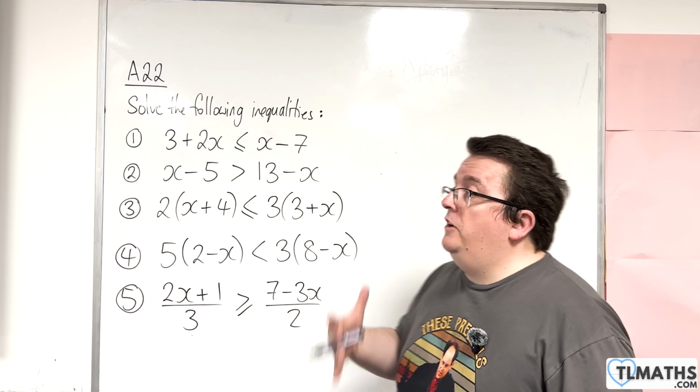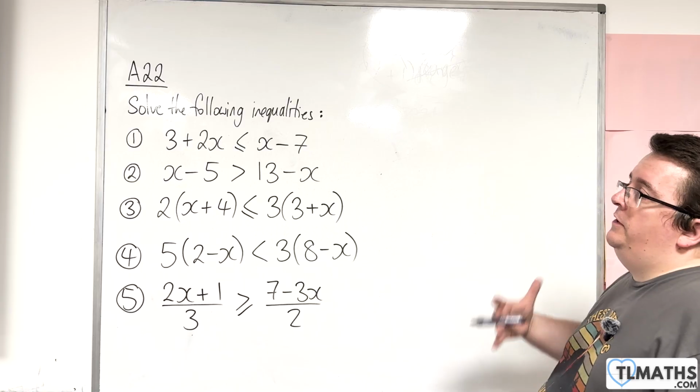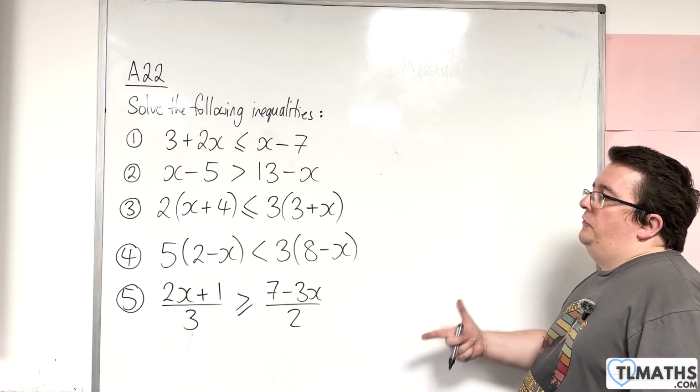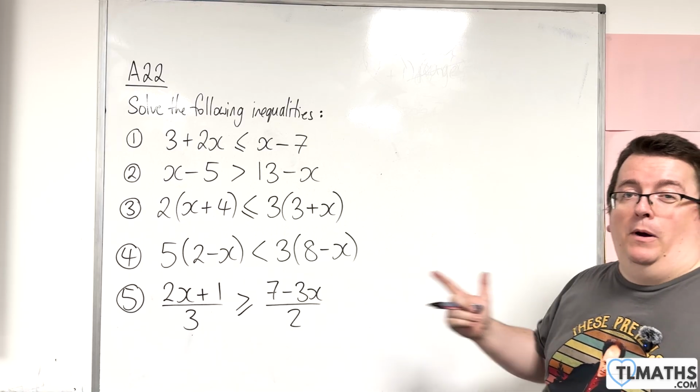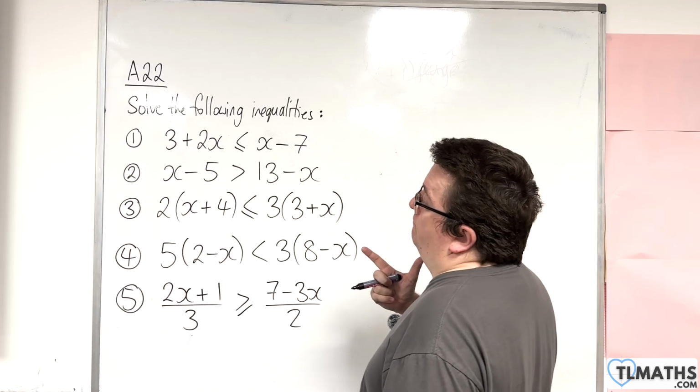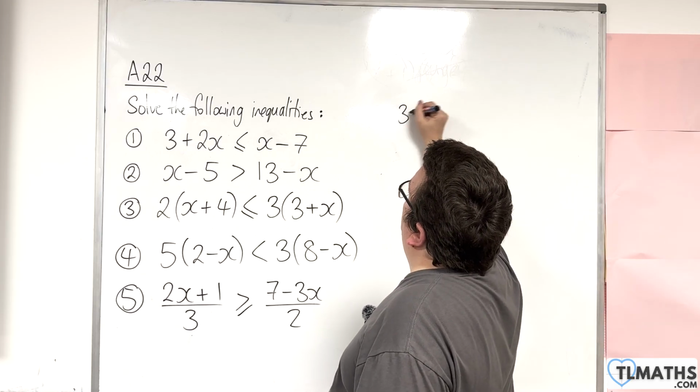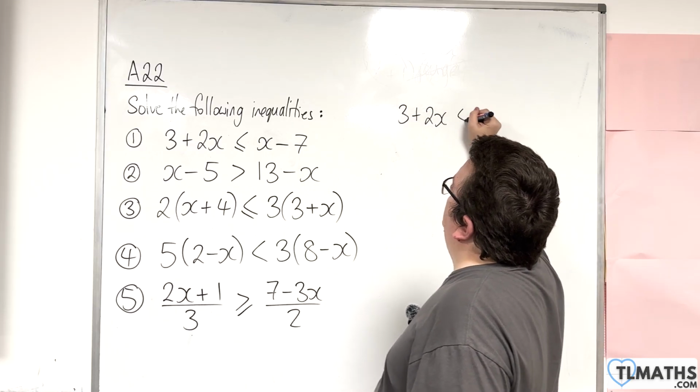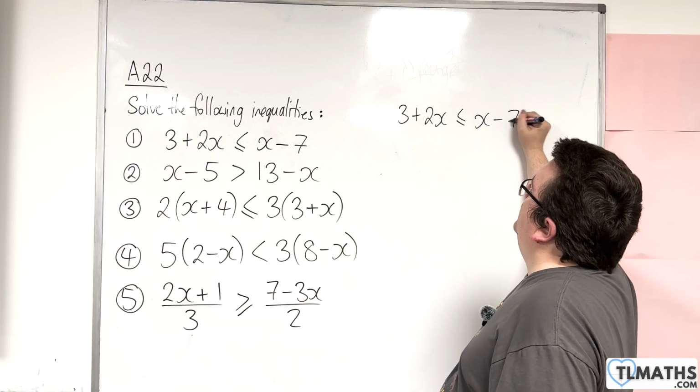So in this video, we're going to move on to some more complicated linear inequalities, this time where we've got the x on both sides of the inequality. So if we start off with number 1, we have 3 plus 2x is less than or equal to x take away 7.